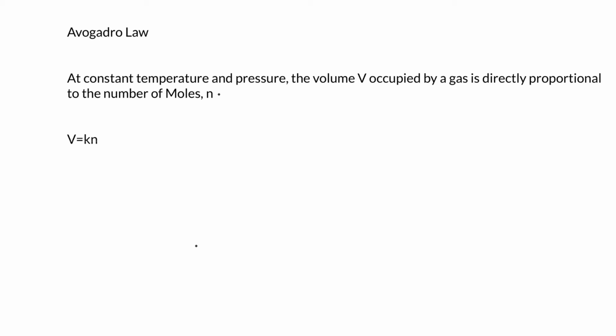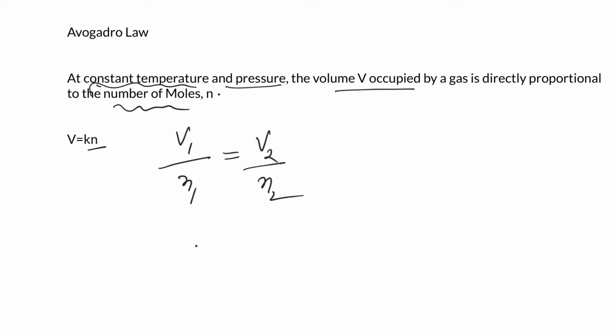The Avogadro law says that at constant temperature and pressure, so again remember here the T and P are constant, the volume occupied by a gas is directly proportional to the number of moles, n. So, more moles, more is the volume. A pretty simple equation. Now, that means V1 upon n1 equals V2 upon n2. Simple, right? Now, you have to remember one thing.